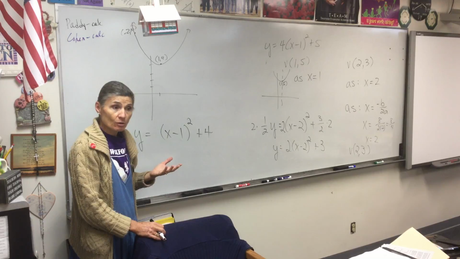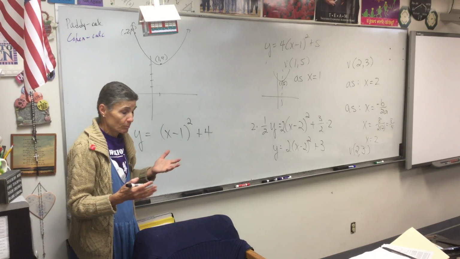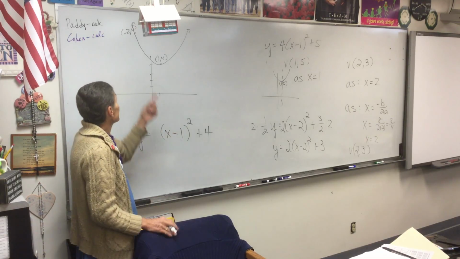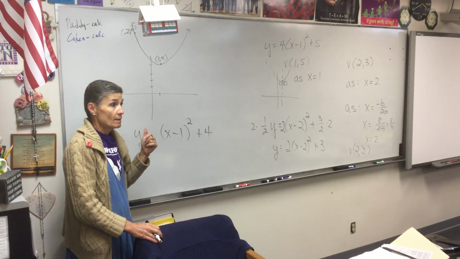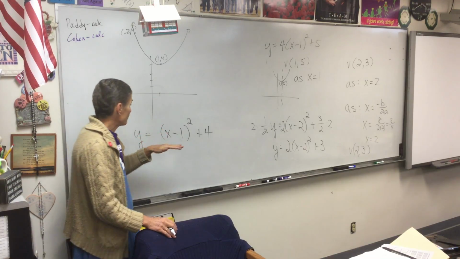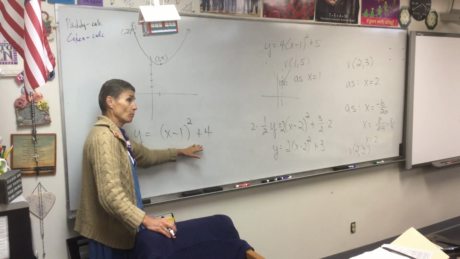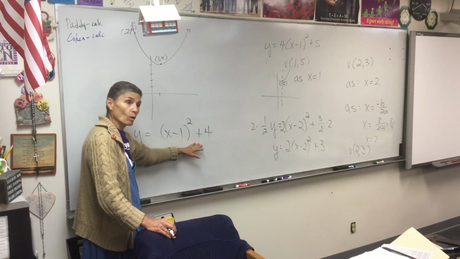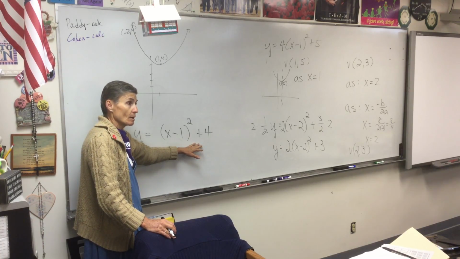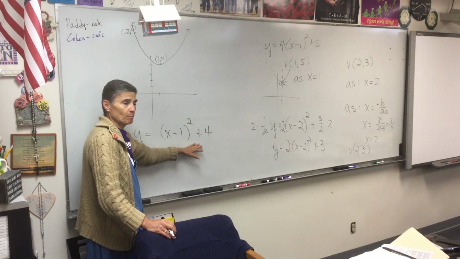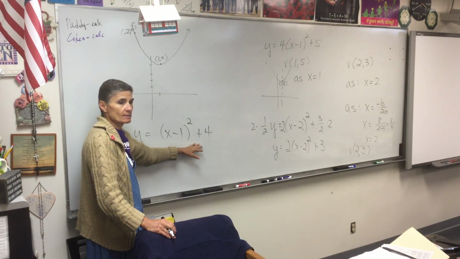Okay, the equation that I write has to contain the point (-2, 10). All right, so I want you to think about this for a minute. The vertex of this parabola is (1, 4). Are there lots of parabolas that have a vertex at (1, 4)?